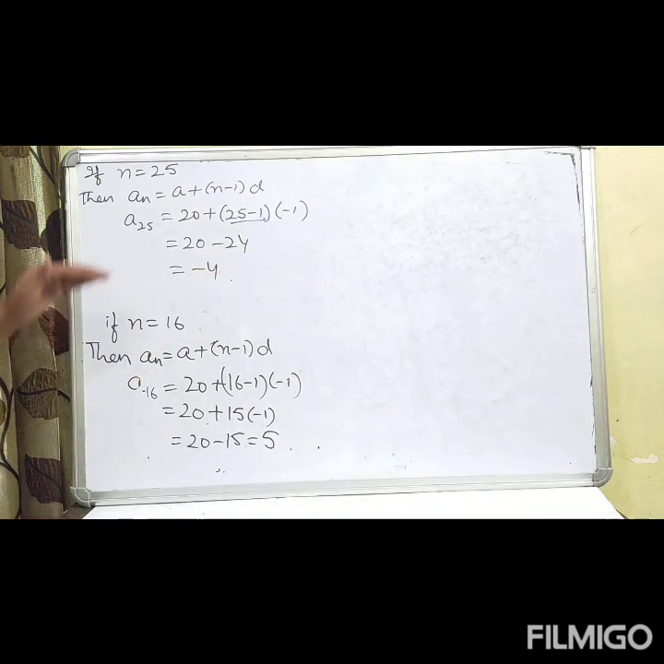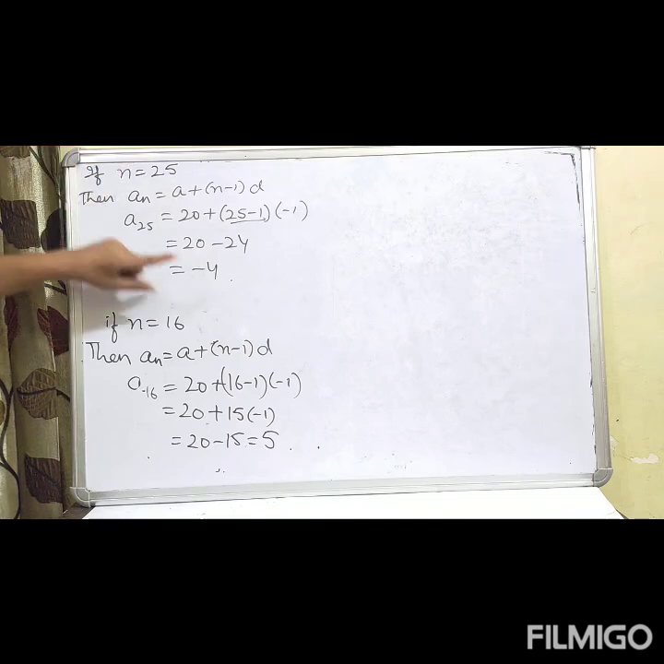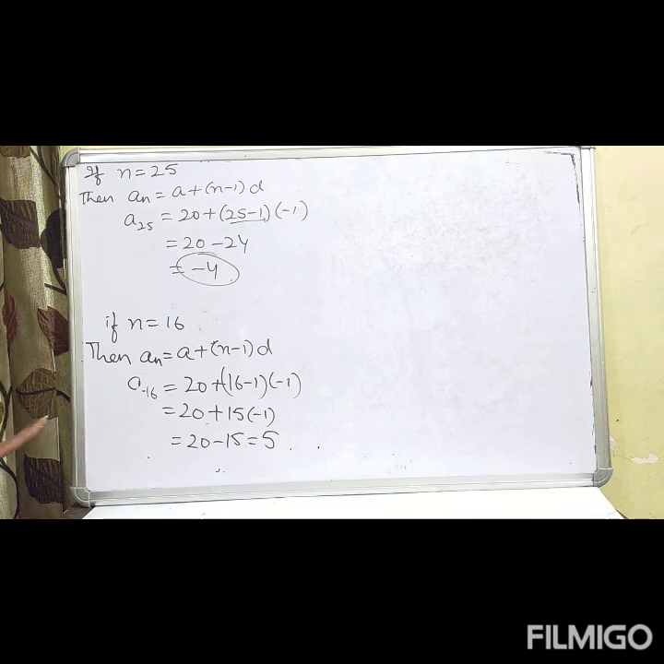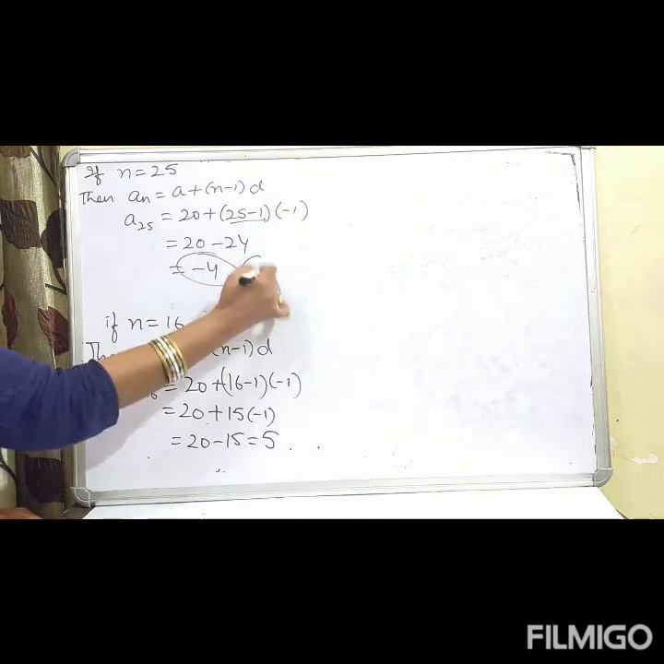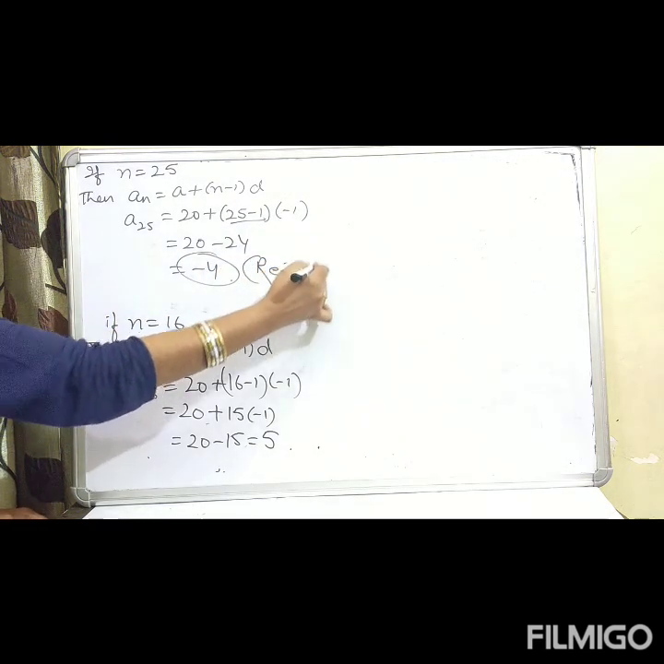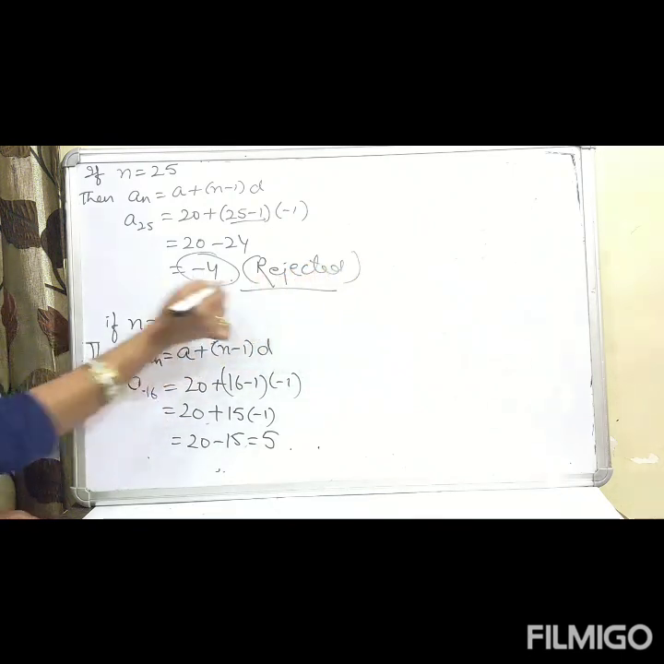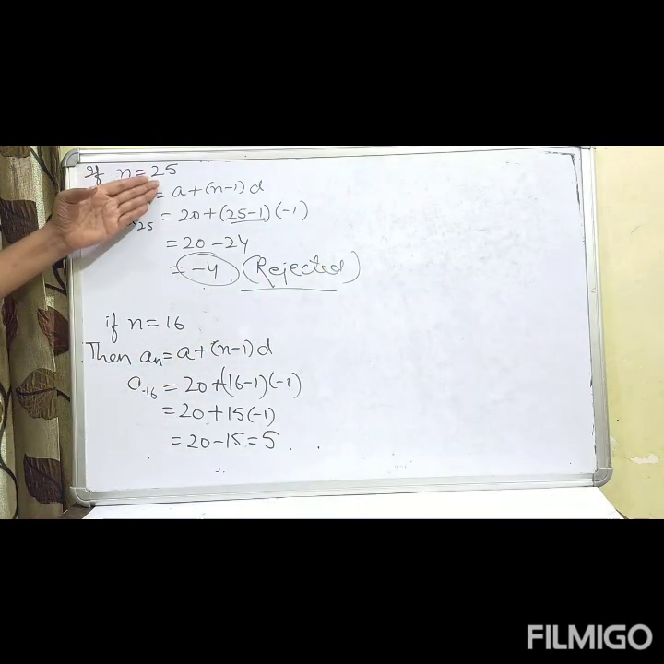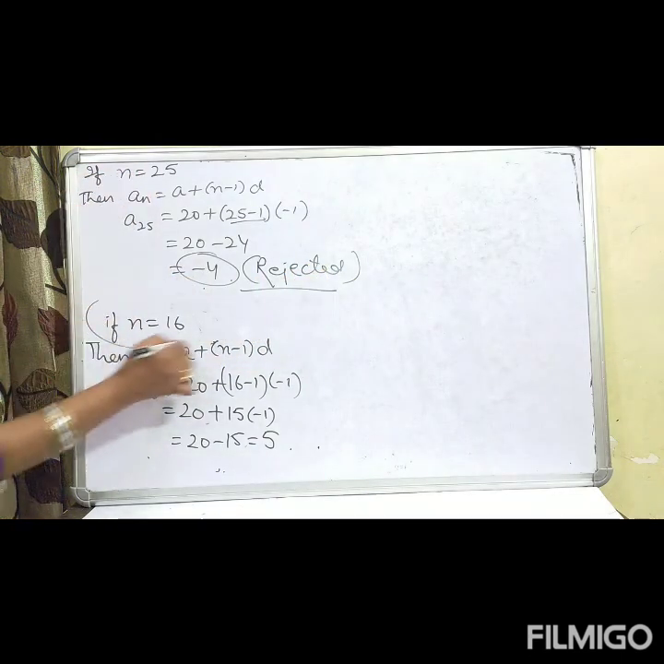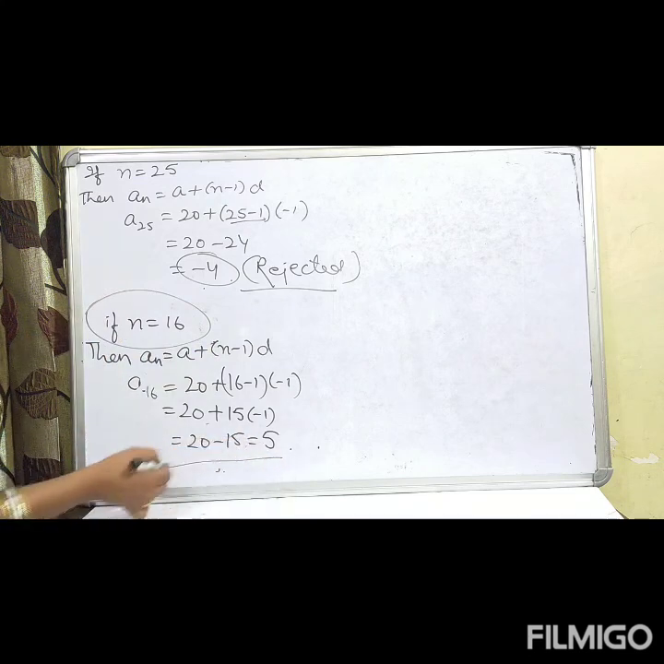Now you'll tell me that okay, if there are 25 rows, is it possible that in the 25th row there are minus 4 logs? It will not be possible. So here we can reject the case. The case will be rejected here. So n is not 25. Actually n is 16, and in the 16th row there are 5 logs.